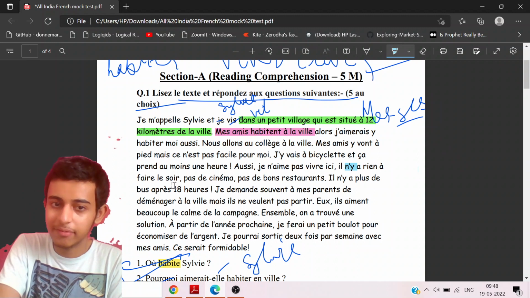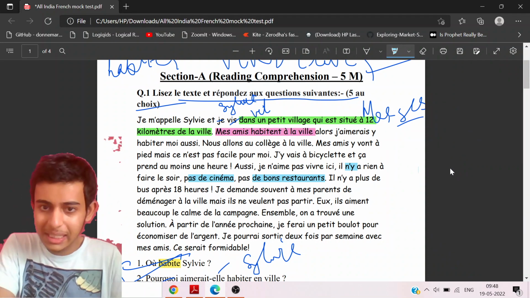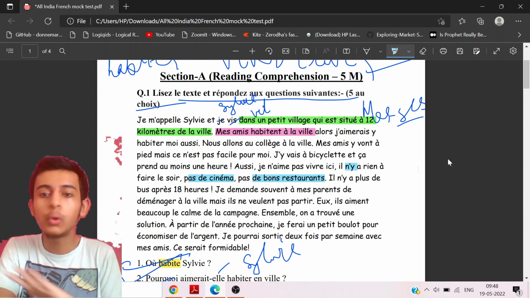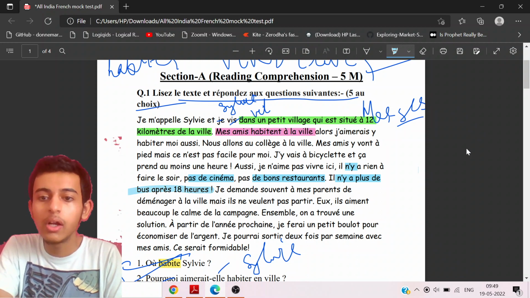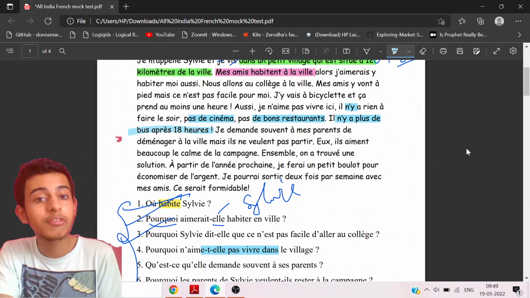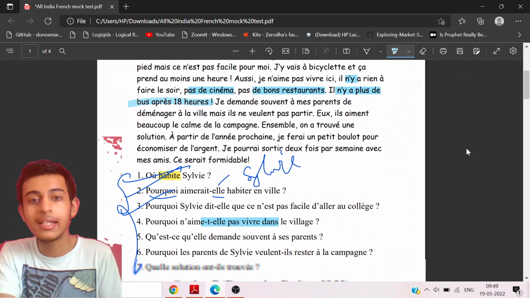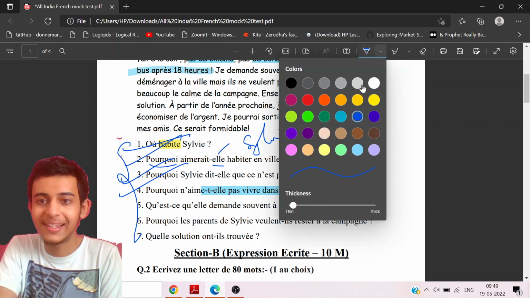Il n'y a rien à faire le soir, pas de cinéma, pas de bon restaurant. So there is no cinema, no film theater, no good restaurants. Il n'y a plus de bus après 18 heures, which means there is no bus after 6 p.m., right? So after 6 p.m. there is no bus for traveling, right? If you want to travel, you cannot. Let me change the color.